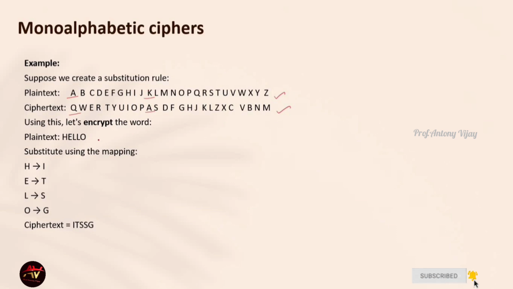Let's have a look at the plain text. It is hello. So H will be replaced with I, E will be replaced with T, and L will be replaced with S. So I, T, S, S, then O. O will be replaced with G. So this is unique. Here hello will be encrypted, and now the ciphertext will be ITSSG.